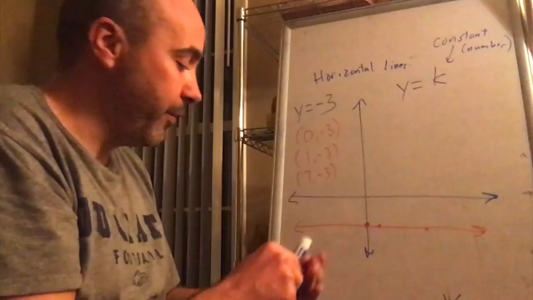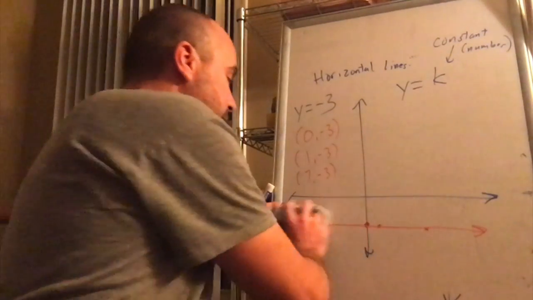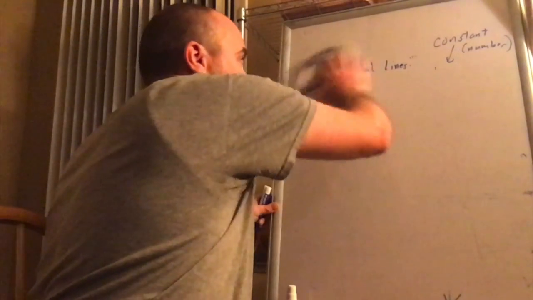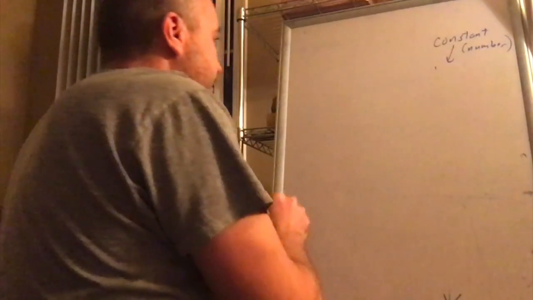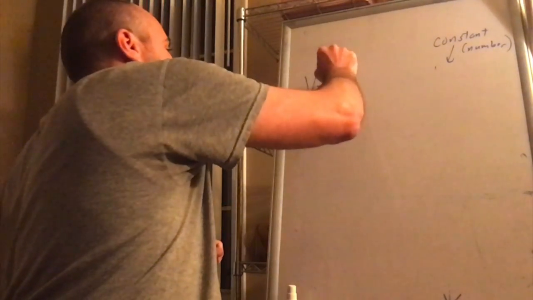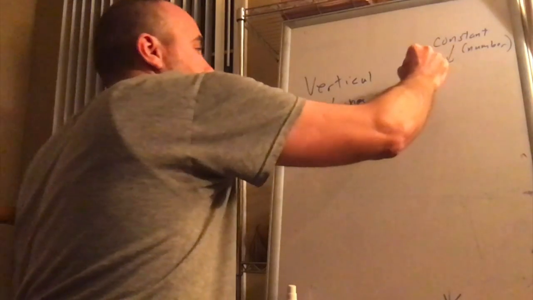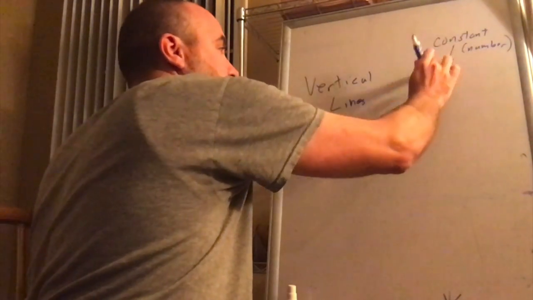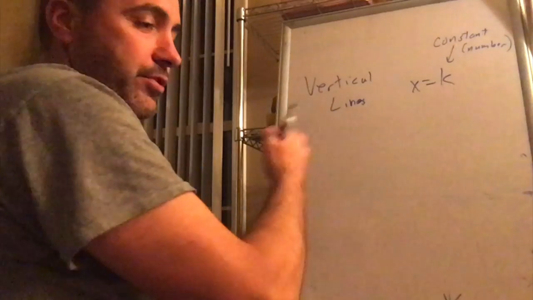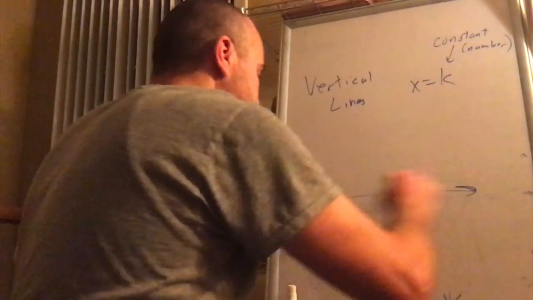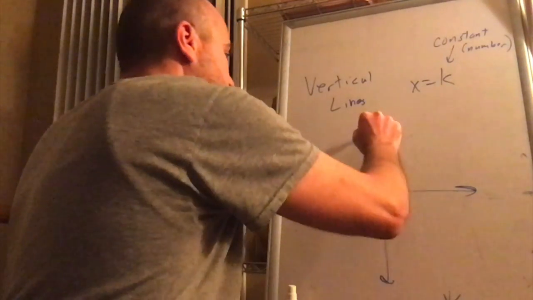All right, and then if you think of this in terms of vertical lines, it's pretty much the exact opposite. All right, so vertical lines are going to be x equals a constant, because the x value is never going to change, the horizontal component never changes, which leaves you with a vertical line. So let me do it this way.